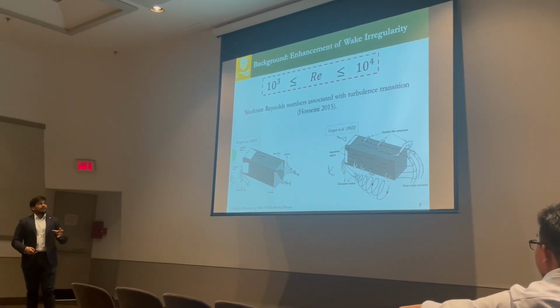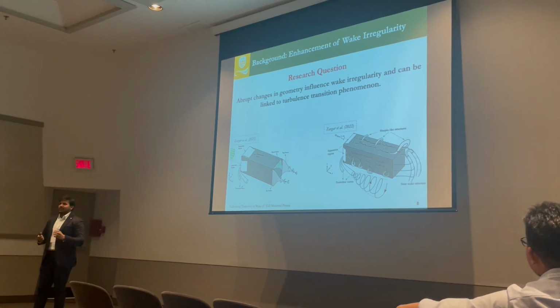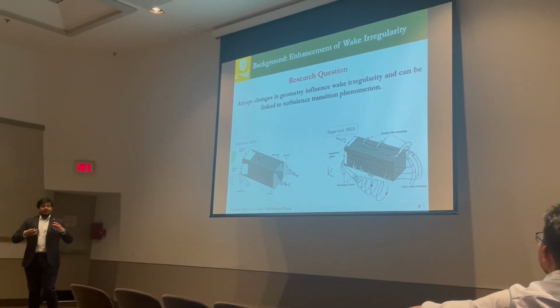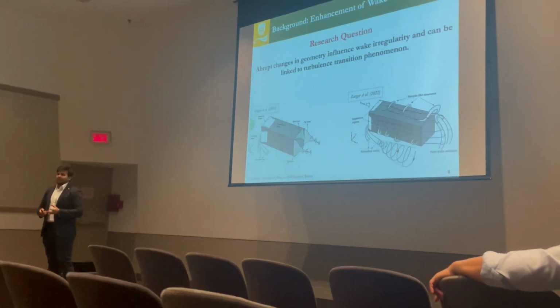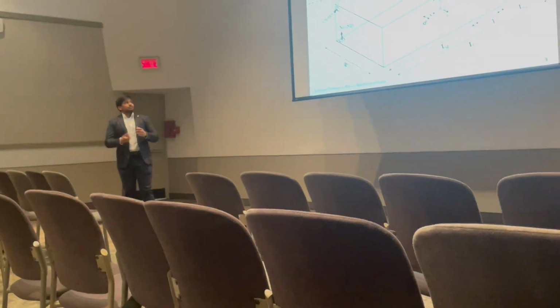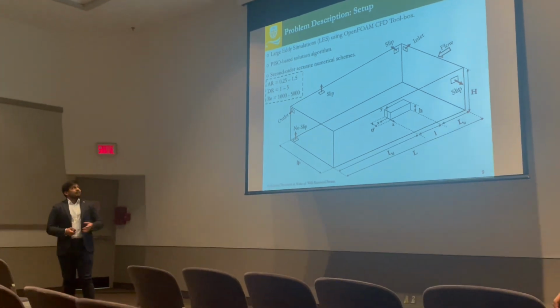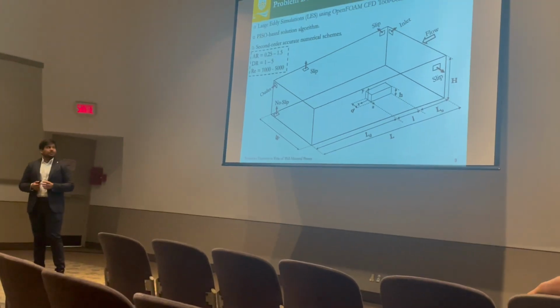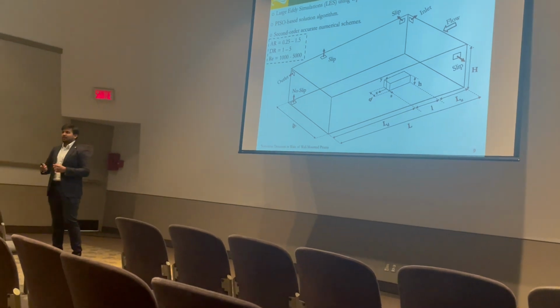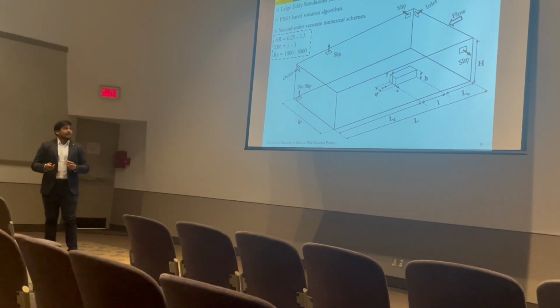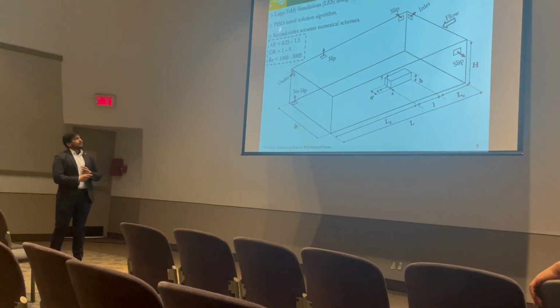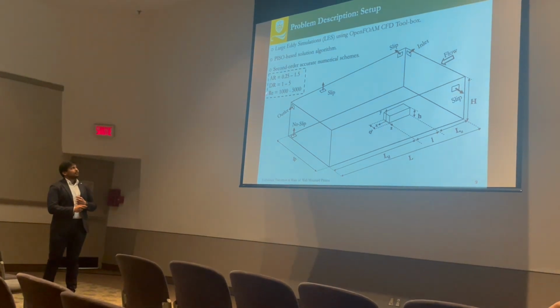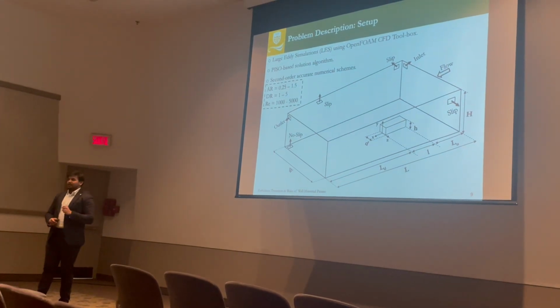But we focus on a different question: if abrupt changes in geometry can influence the wake irregularity, can it then be linked to the transition to turbulence phenomenon? And that would be the focus of this talk. So to answer that research question, we have performed large-eddy simulations in OpenFOAM using a PISO-based solution algorithm and second-order accurate numerical schemes. The parameter space we considered was a range of aspect ratios, depth ratios, and Reynolds numbers in this moderate Reynolds number range.